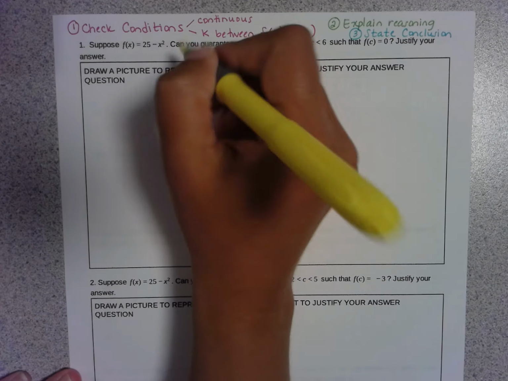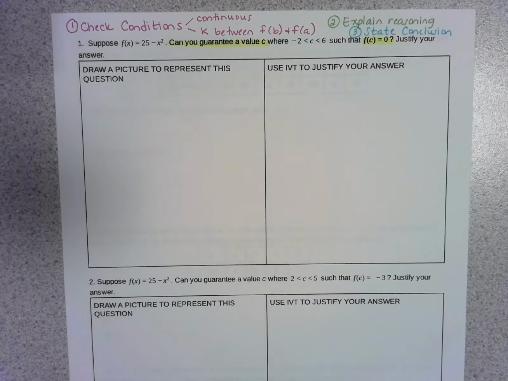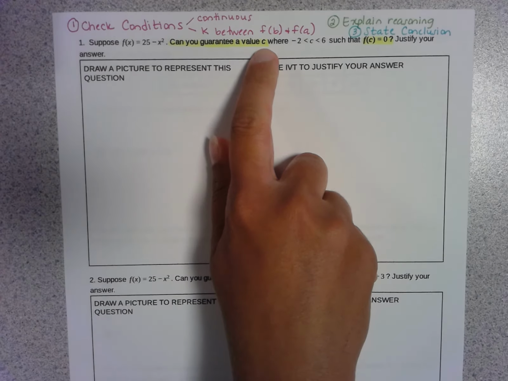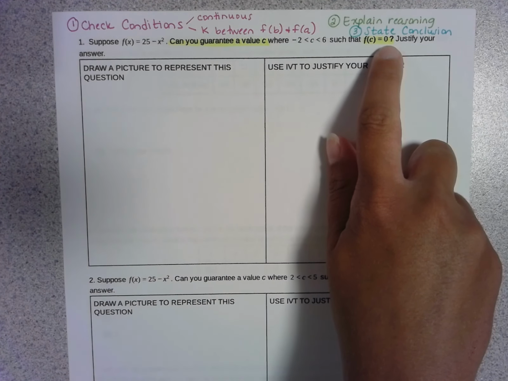An example problem that we're going to start with says, suppose f of x is equal to 25 minus x squared. Can you guarantee a value c where negative 2 is less than c is less than 6 such that f of c is equal to 0? Justify your answer. The first thing I want to point out is that I would know this was an intermediate value theorem question because the question is asking me, can I guarantee an input value c where, when I put that into the function, I have a particular output? Anytime we are asked to guarantee a particular output, that's going to be an intermediate value theorem question.